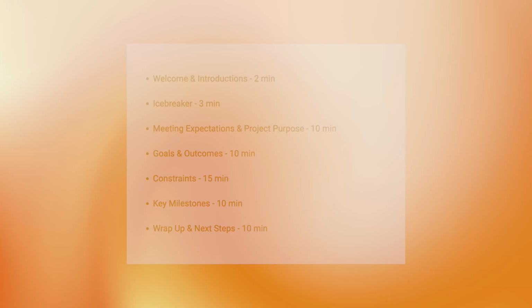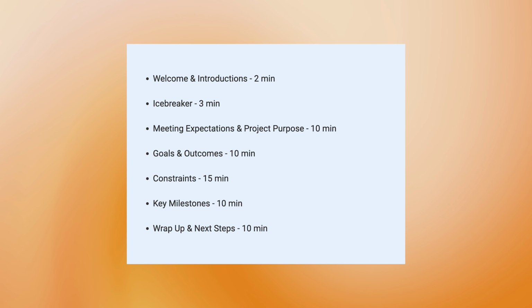For example, a 1-hour meeting could look like this: welcome and introductions for about 2 minutes, icebreaker for the next 3 minutes, meeting expectations and project purpose for 10, goals and outcomes for 10, constraints for 15, key milestones for 10, and wrap up and next steps for the last 10 minutes. This structure is recommended, but you should try different things to see what works best for your team.